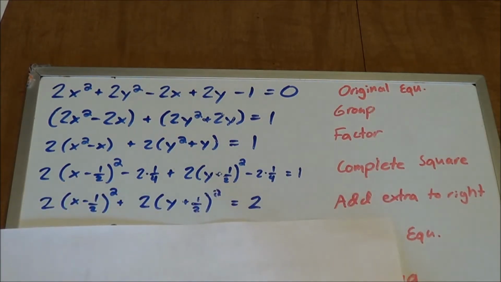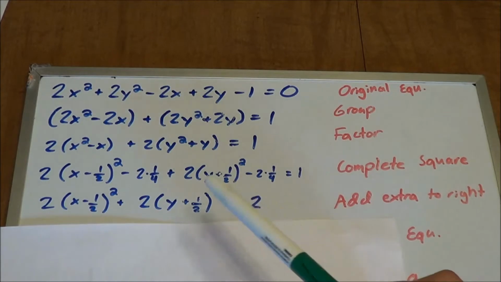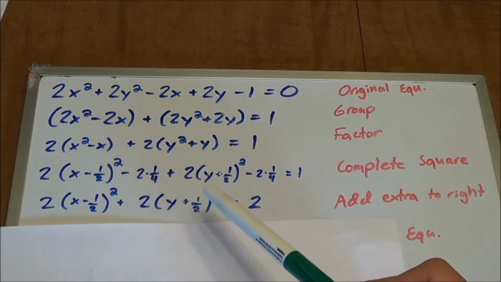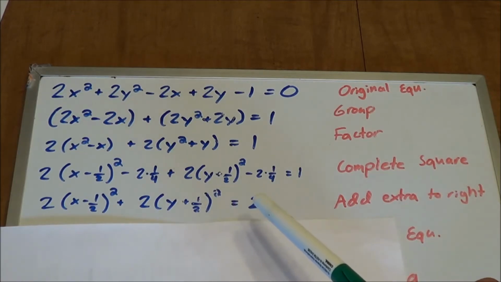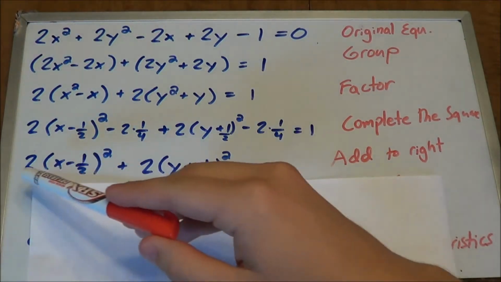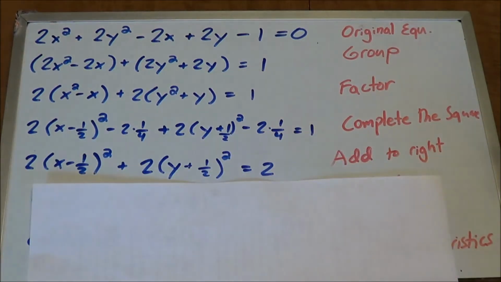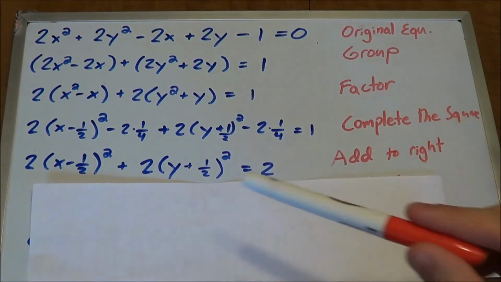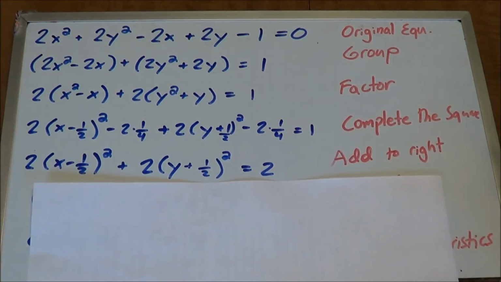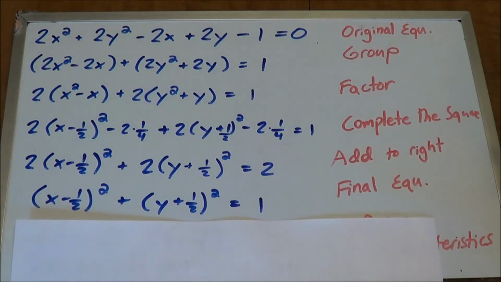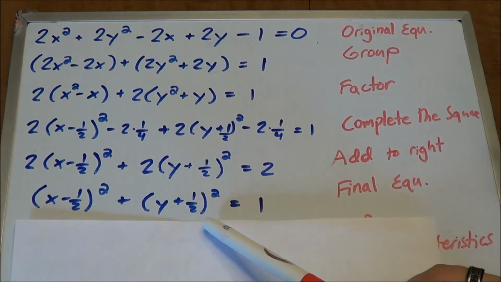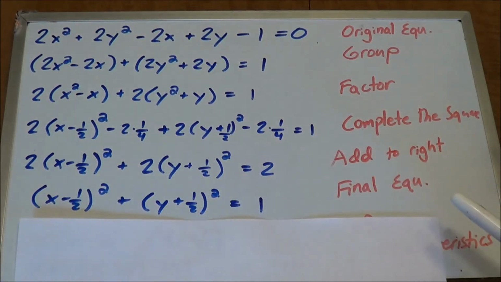Add the extra to the other side, and you get 2 times x minus 1/2 squared plus 2 times y plus 1/2 squared equals 2. Are we done? Well, there definitely weren't any coefficients in the standard form, though. Luckily, this is a circle, so these coefficients are the same, and we can divide the whole equation by that number. In the end, we end up with x minus 1/2 squared plus y plus 1/2 squared equals 1.